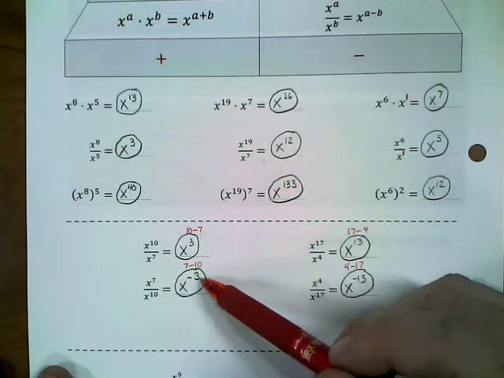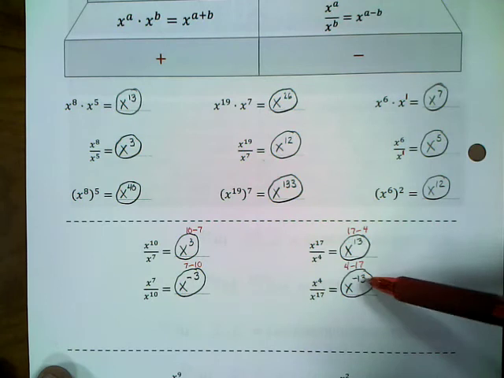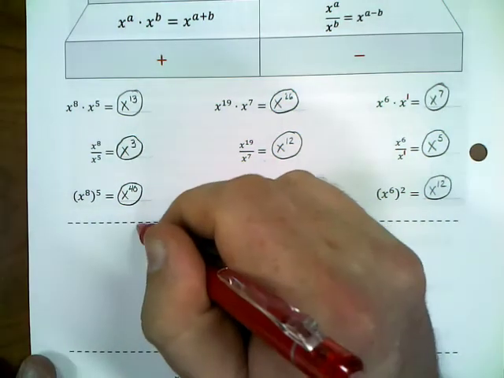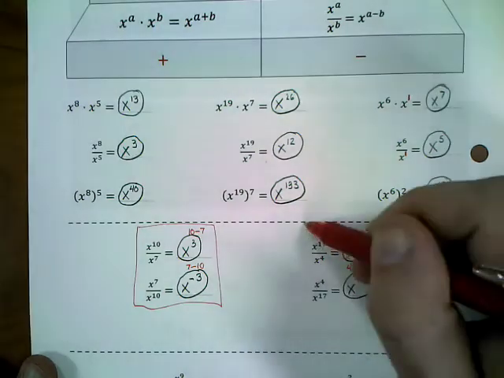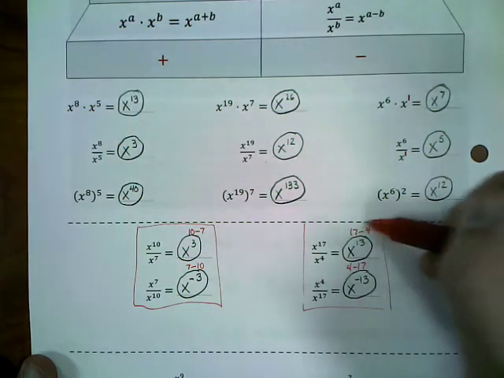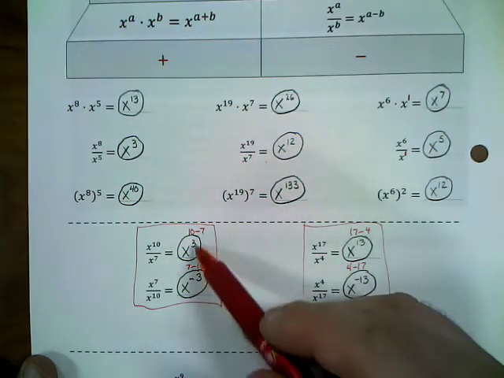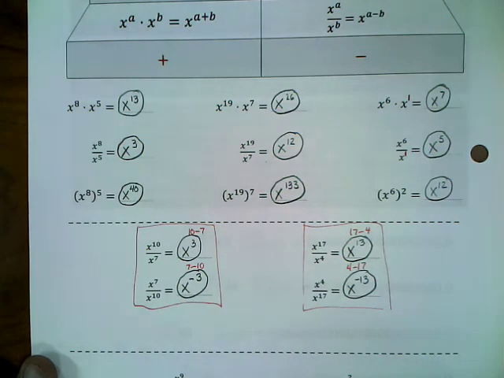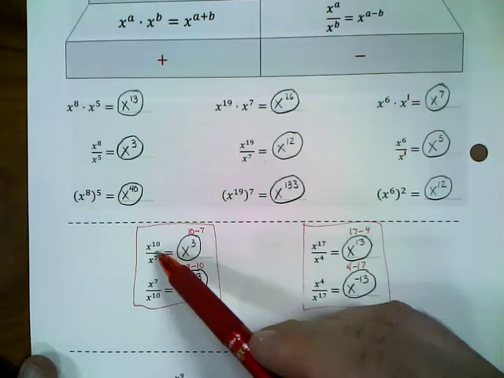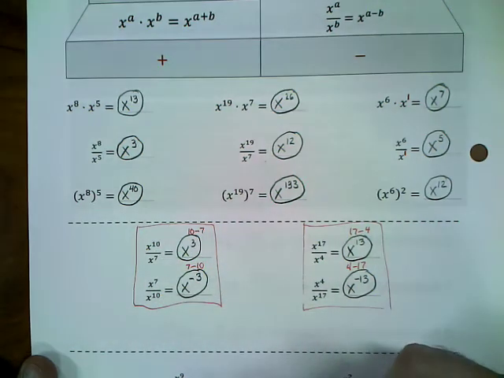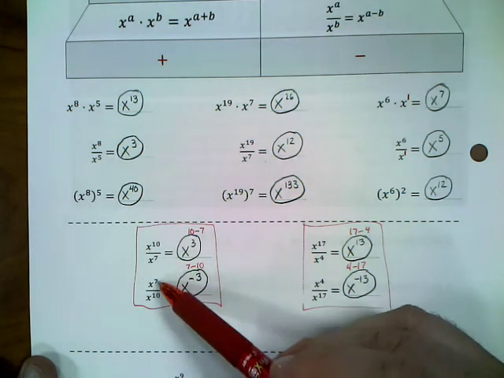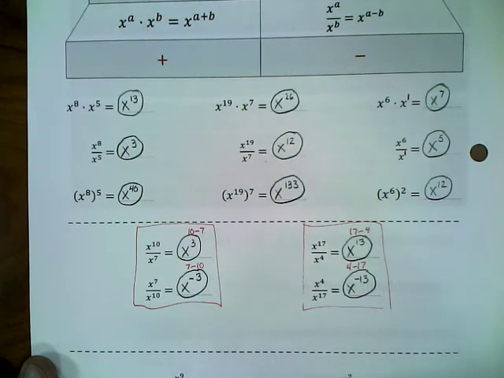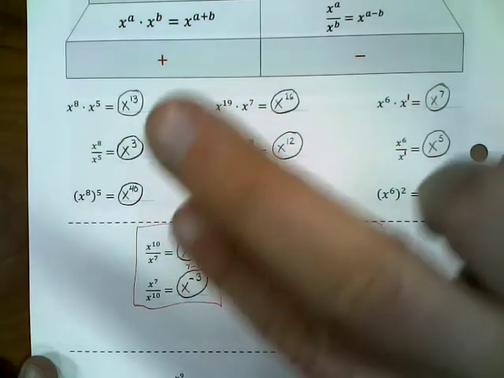Positive 3, negative 3. Positive 13, negative 13. So what is the relationship between these two problems? And what is the relationship between these two problems? Well, the exponents become negatives. But if you look at the fractions, what's going on with the fractions? Well, x to the 10th over x to the 7th, and down here it seems to flip. So what's that called when we take a fraction and we flip it over?